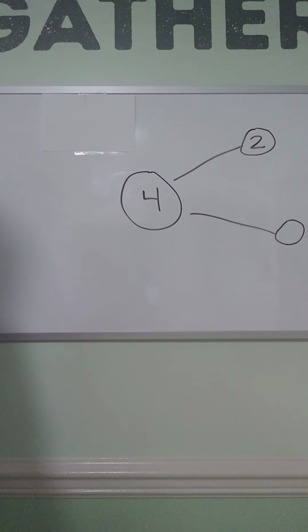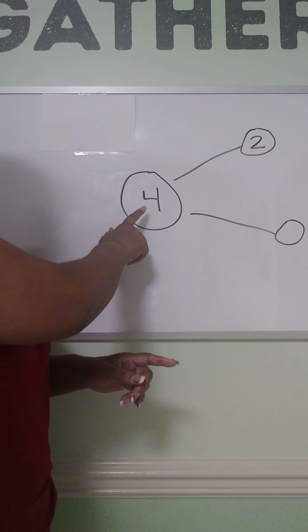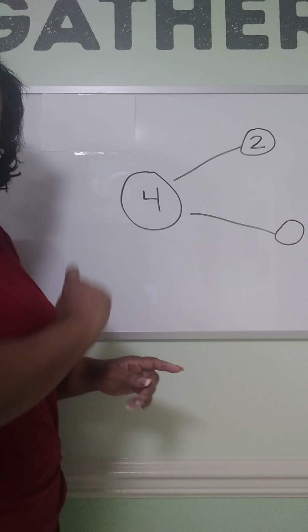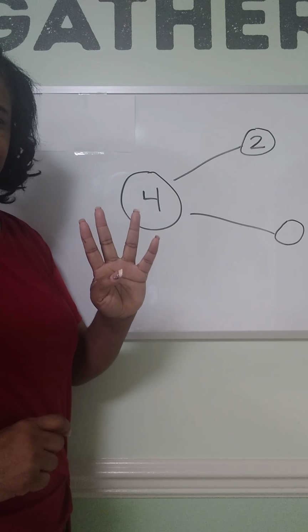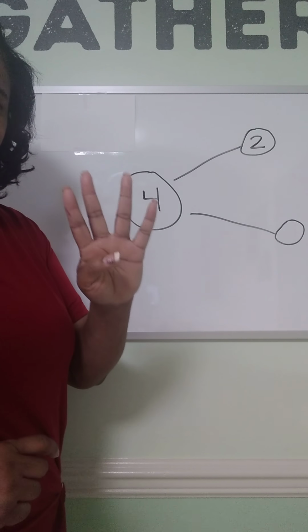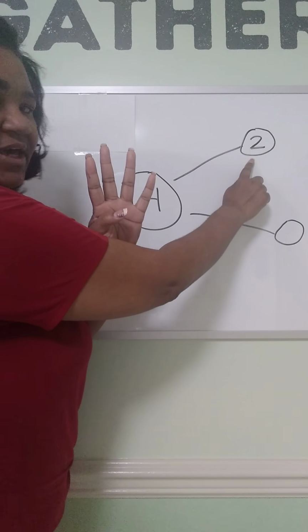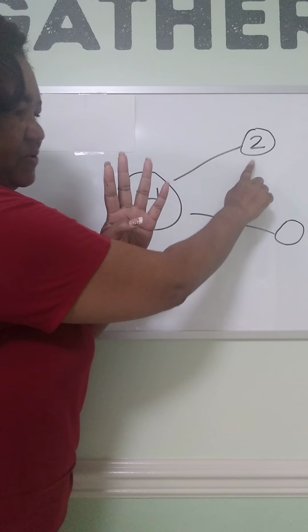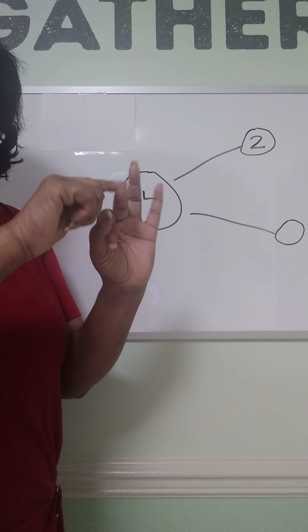So we can also use our fingers, and this is how we do it. The whole number is 4. So you hold up 4 fingers. Make sure you have up 4 fingers. And it says to take away 2. So I'm going to take away 1, 2.